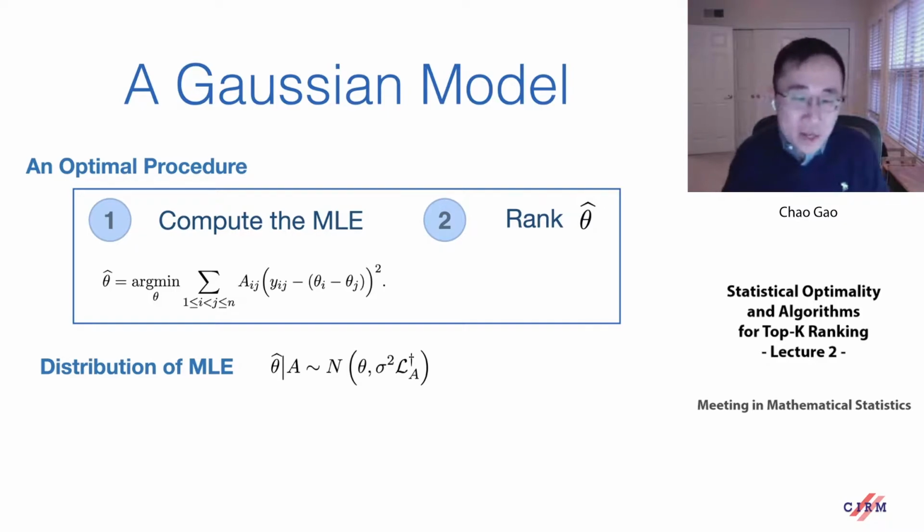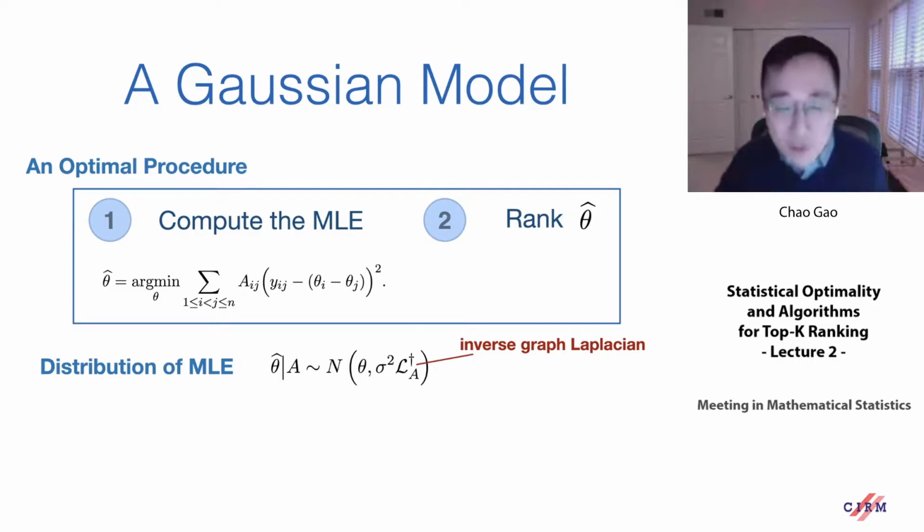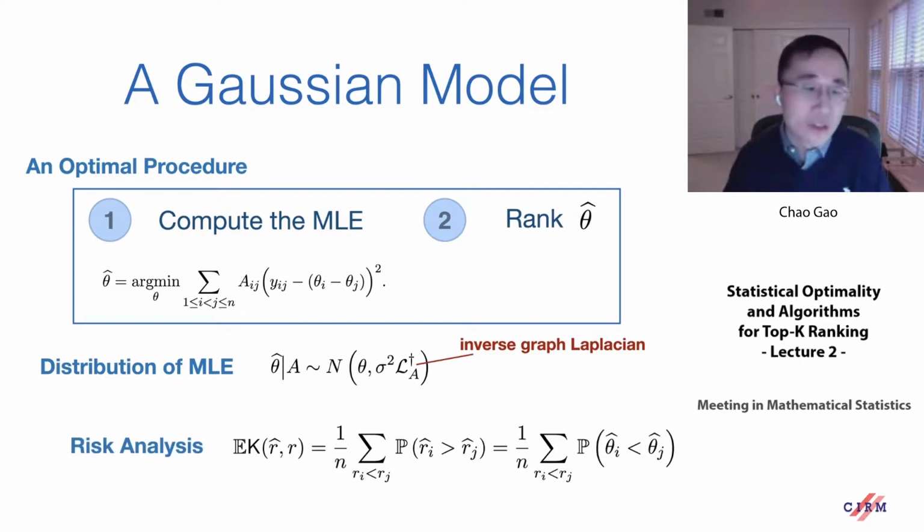Given the realization of the random graph A, theta hat is a Gaussian vector. The mean is given by theta, and the covariance is just sigma squared times a matrix, which is given by the inverse graph Laplacian of the Erdős-Rényi graph. And using that knowledge, we can exactly analyze the risk function, okay? So by the definition of Kendall's tau, to analyze the risk, it suffices to analyze each probability of r_i hat greater than r_j hat for all those pairs of ranks that are reversed, right? And by definition, r hat is the rank of theta hat.